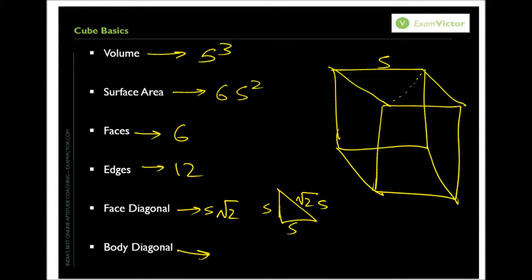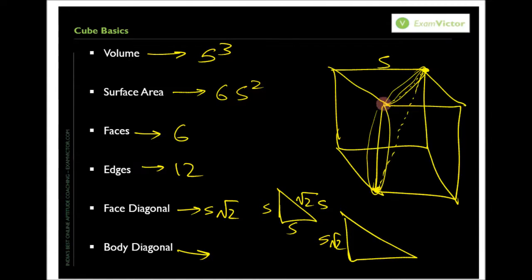How about the body diagonal? The body diagonal is the one that connects, say, this vertex to this vertex. This is inside the cube. This is the body diagonal of the cube. So for the body diagonal, it's also a right triangle. But now, one side is the face diagonal itself, so that's S root 2. And the other side is this one, S. So if you look at this, the hypotenuse of this is actually S root 3. So S root 3 is the body diagonal.